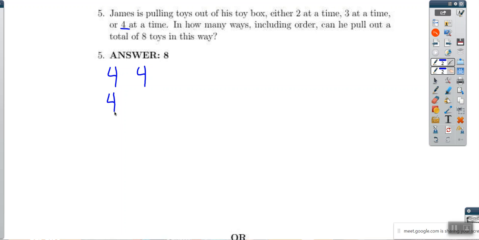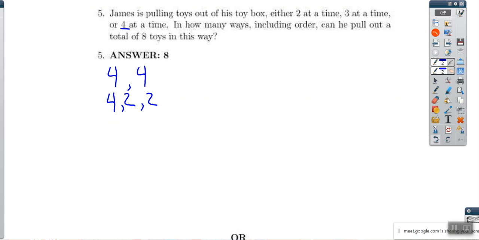Now, if he pulls out 4, then he could also do 2 and 2. How else can he pull out toys to a total of 8 if he starts with a pull of 4 toys? Okay, how about 4, 2, 1, and 1, right? Wait, he can't pull out 1? Oh, okay. So we can't do that. That's all the combinations. Yeah, okay. So then, yeah, you're right, because there's no 1.